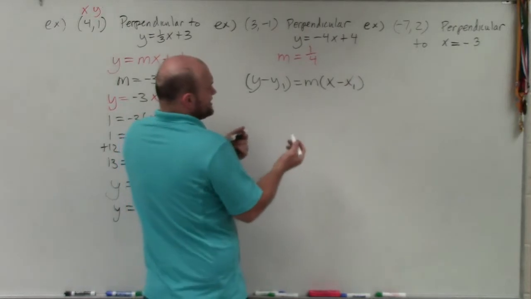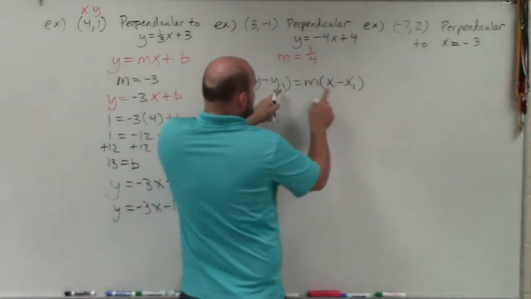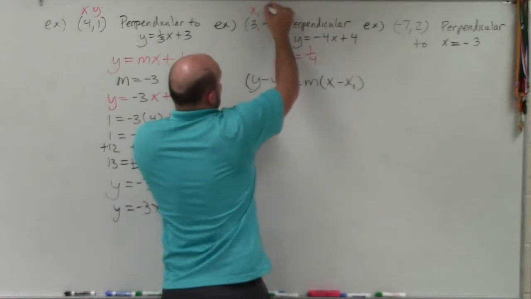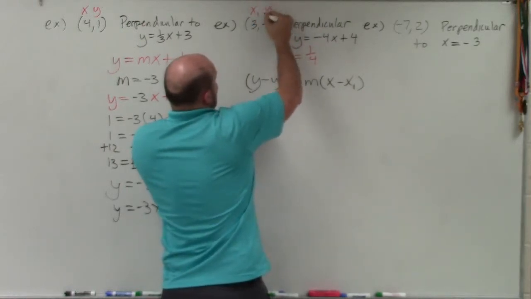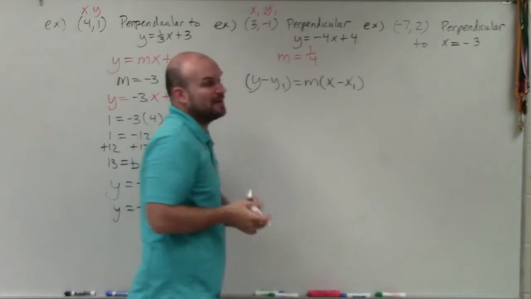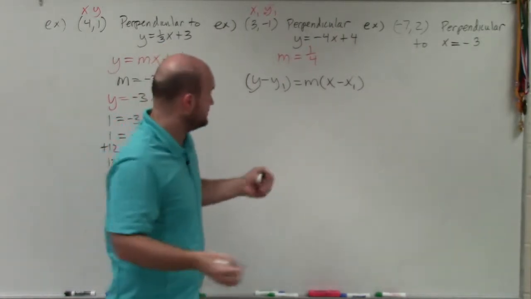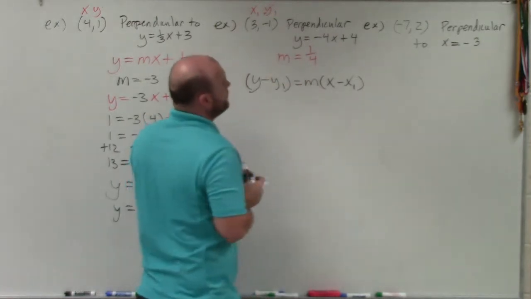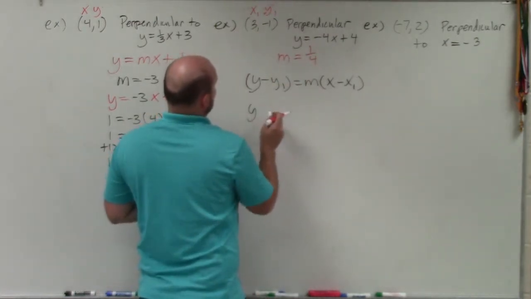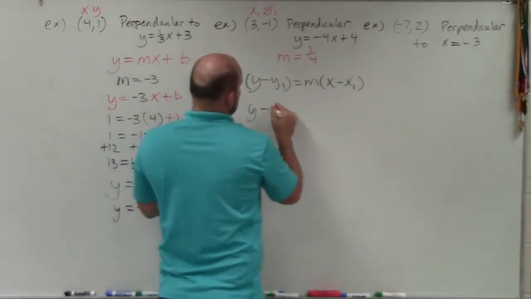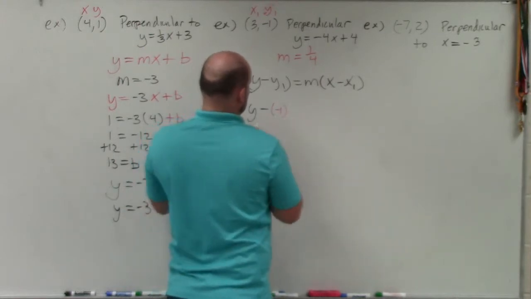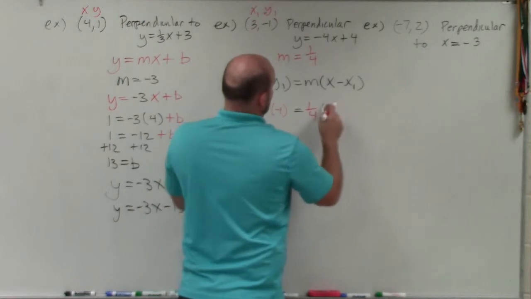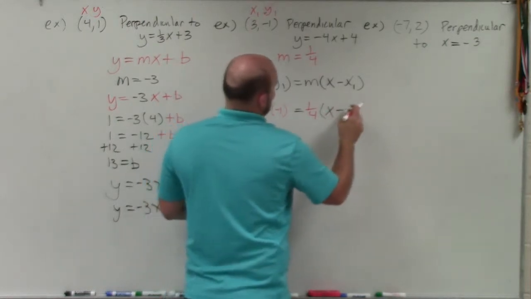The only thing to really understand differently about this one is that (x1, y1) represents the point that the graph goes through, and x and y represent any point that the graph goes through. So now I just plug in my slope and plug in the point that I have. So it's y minus -1 equals 1/4 times x minus 3.